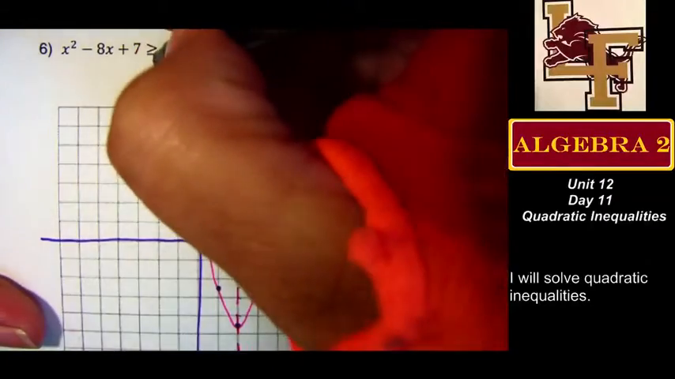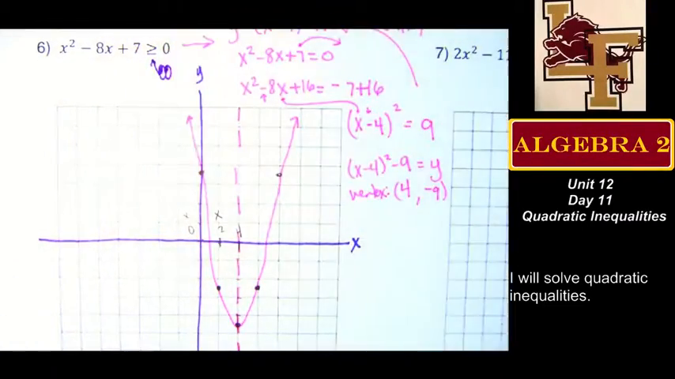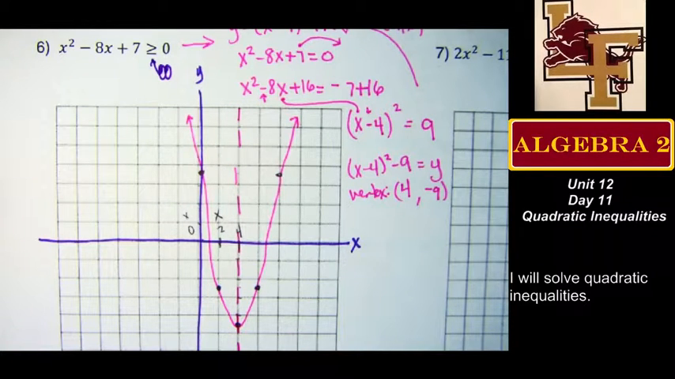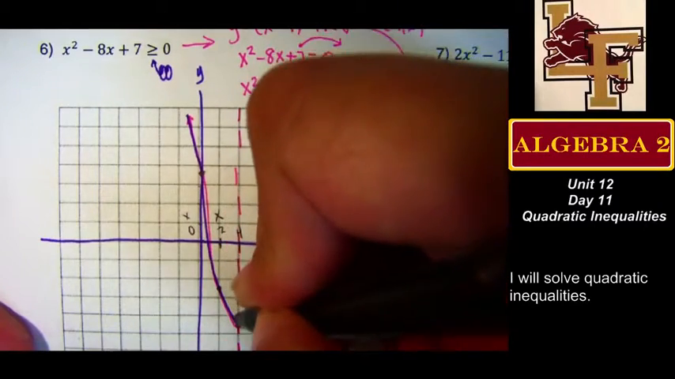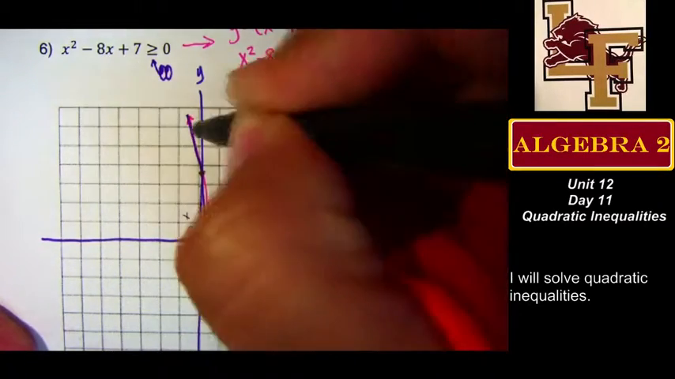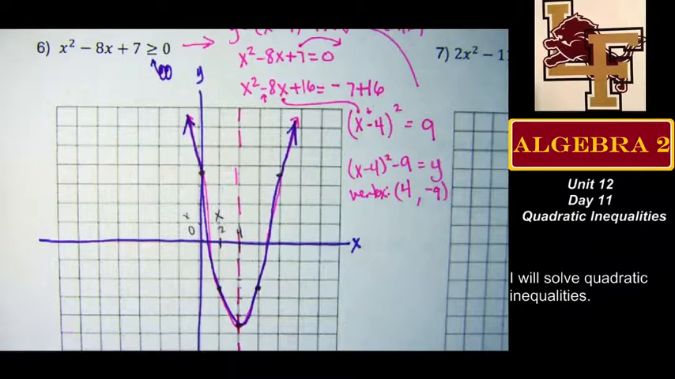Looking back here, is this colored in the line or is it dashed? Is it included or is it excluded? Included. The parabola itself must be included in the solution. Because the parabola itself must be included in the solution, I must trace it over with a dark heavy line that is solid. If I trace it over with a dark dashed line, I would be saying the parabola is not included. Okay?